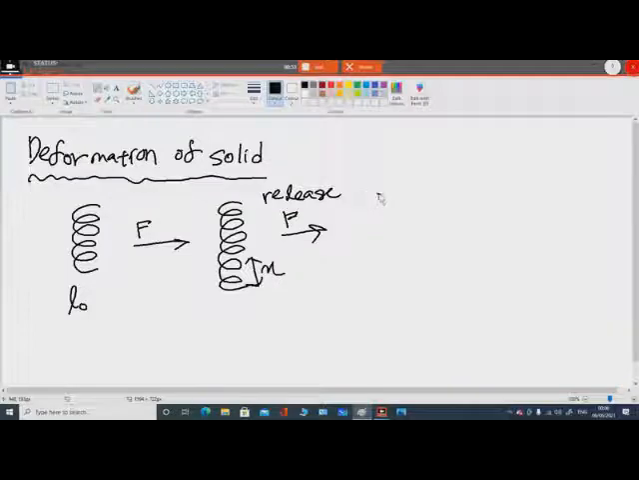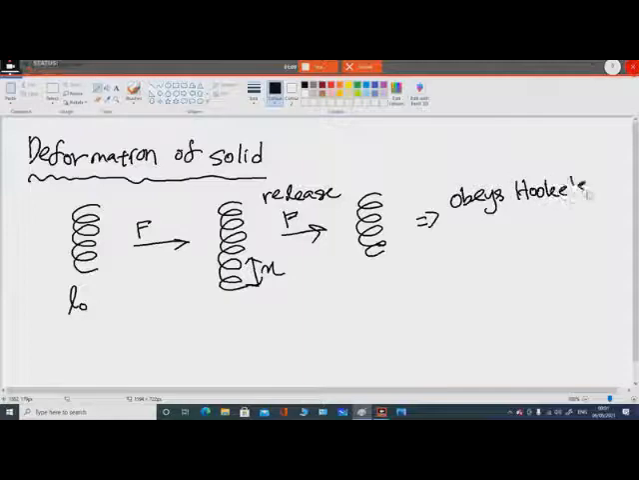Okay, if I release my force, the spring will eventually return to its original shape. We call that this spring obeys Hooke's law, by saying that F is directly proportional to the extension.